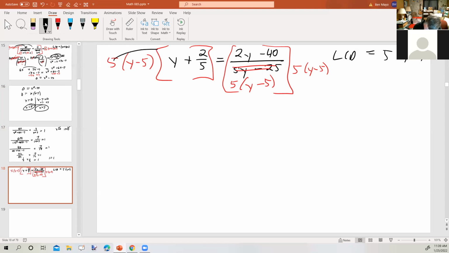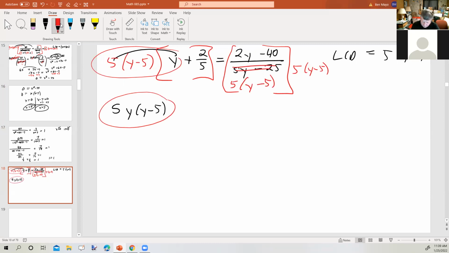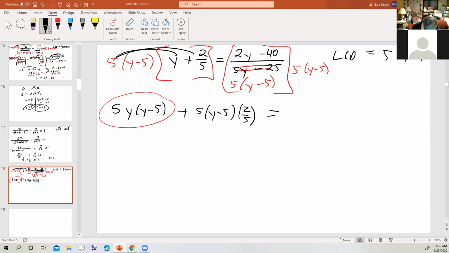Okay, distributing. Here, I'm going to get 5 times y minus 5 times y. I'm going to commute and put the y out by the 5. So 5y times y minus 5. Are you okay how I got from here to here? Any questions there? All right, good. And then plus 5 times y minus 5 times 2/5 equals 2y minus 40 over 5 times y minus 5, times 5 times y minus 5.